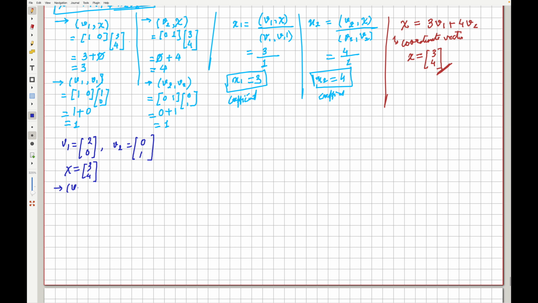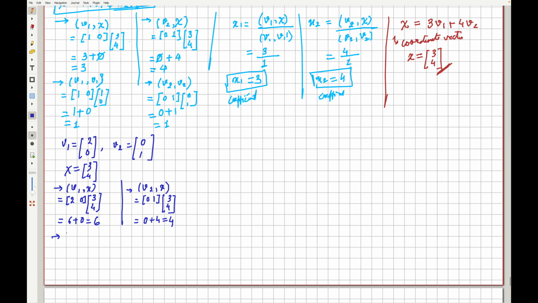So first we calculate v1 comma x. So v1 this time is 2 0, so again we take the transpose of that 2 0, and then dot that with 3 4 to get a value of 2 times 3 is 6, and then 6 plus 0 we get a value of 6. Likewise, we calculate the dot product of v2 with x, and here v2 is the same and x is the same. So the dot product is again 0 plus 4, that is equal to 4.